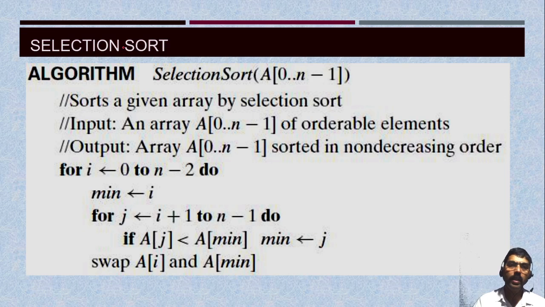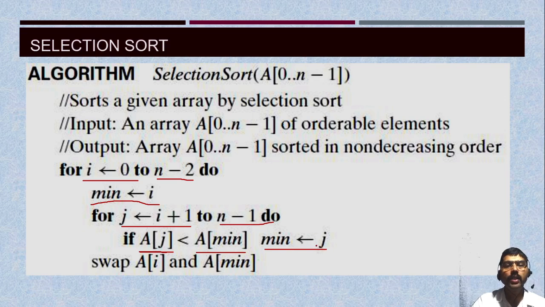That is explained here. Initially, I value goes from 0 up to n minus 2 iterations. Initially the first element is the minimum element. We are scanning from the second element to the last element. If the minimum is larger than the element in the array, we exchange the minimum with that element in the array.